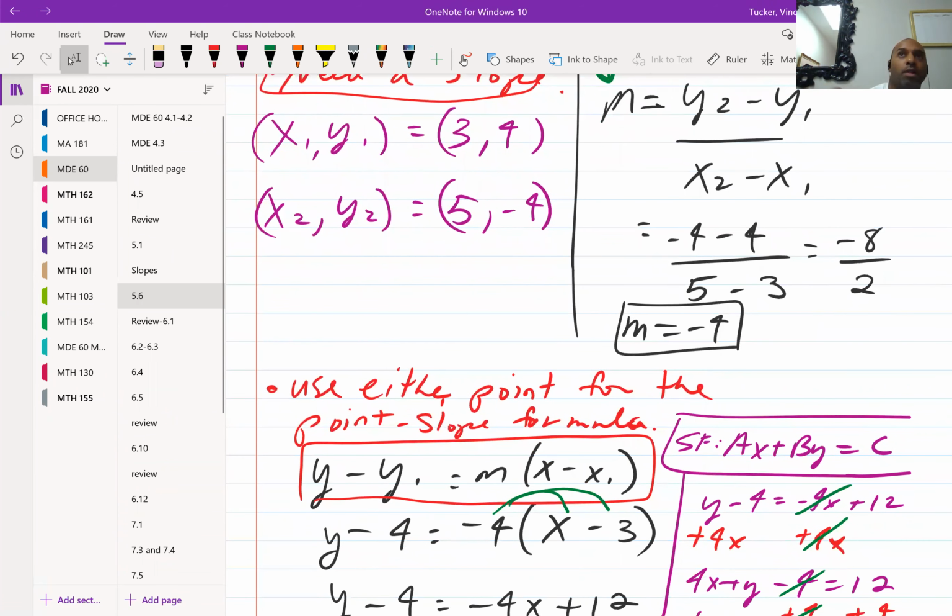So back to our formula right here in the red box. y minus y1 equals m times x minus x1, point-slope formula. Plug in 4 for y1, and -4 that we just found for the slope, for m. And then for x1, plug in 3. We use this point right here, 3, 4. Once again, if you wanted to use 5, negative 4, you could. You still should come up with the same equation.